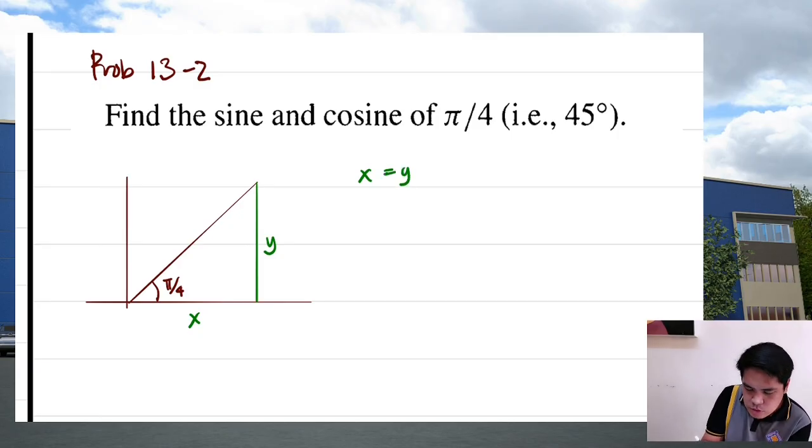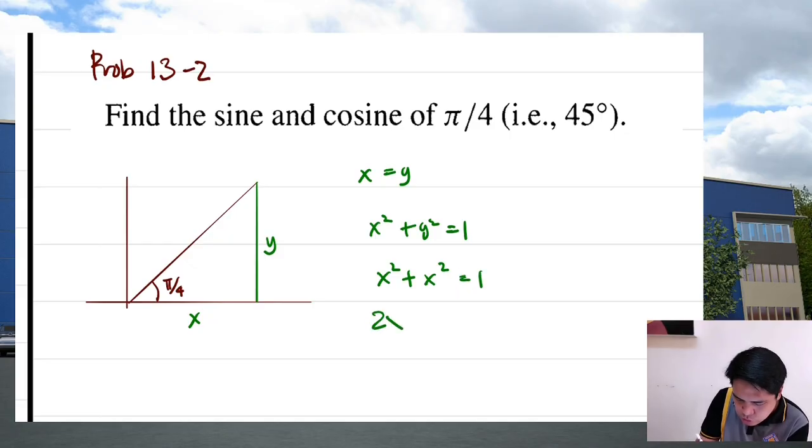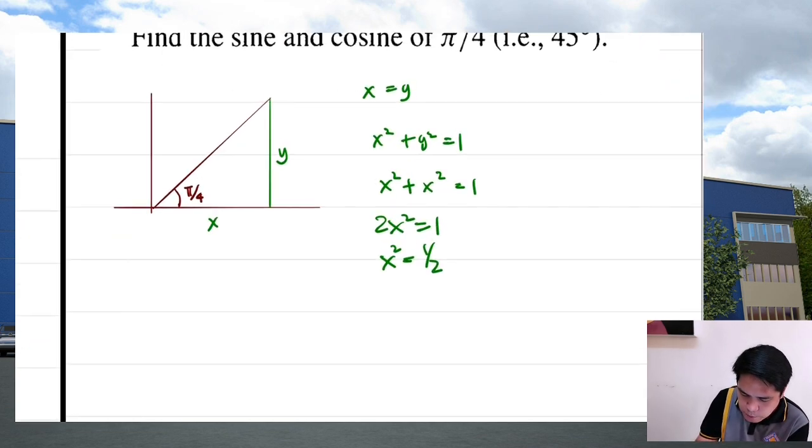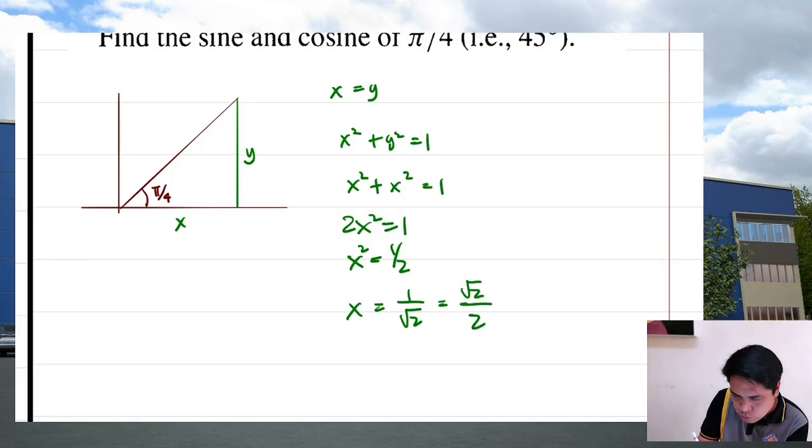But since we know in the unit circle that x squared plus y squared is equal to 1, that means x squared plus x squared is equal to 1. So 2x squared is equal to 1. So x squared is equal to 1 half. And finally, x is equal to 1 over square root of 2, or square root of 2 over 2.